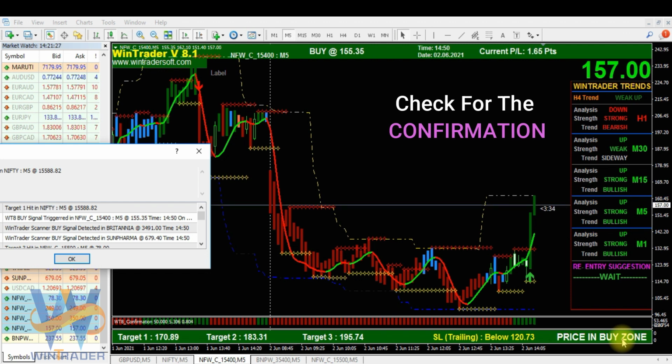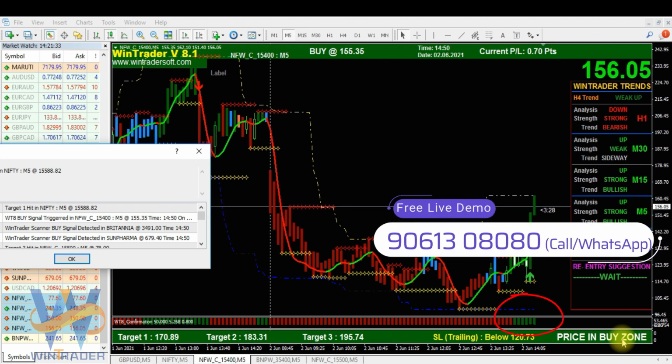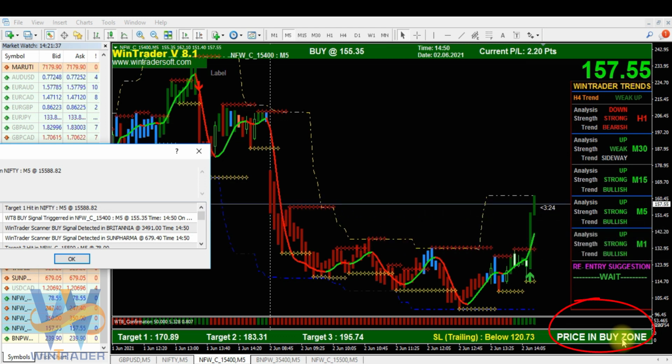First confirmation: after the green arrow, if a buy signal is generated, the bottom bar color must be green first. Second confirmation: the price should be in the buy zone. And the third confirmation: this candle color must be green. If these three confirmations are there, we can enter the trade. Right now, all three confirmations are matched with the buy signal, so you can enter the trade.